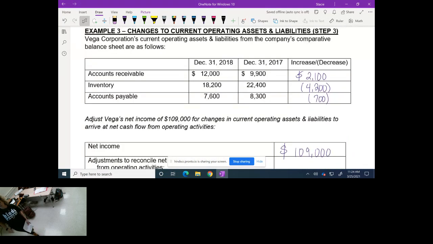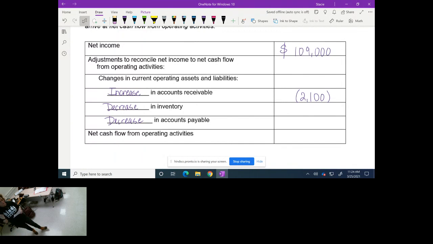All right, so we have a decrease in inventory. How are we going to treat a decrease in inventory? Will we add it or subtract it? Add it. Okay, we're going to add that back. The theory here is that if you decrease inventory, the offsetting debit would be cost of merchandise sold or cost of goods sold. That's going to be an expense. That's going to make net income smaller.